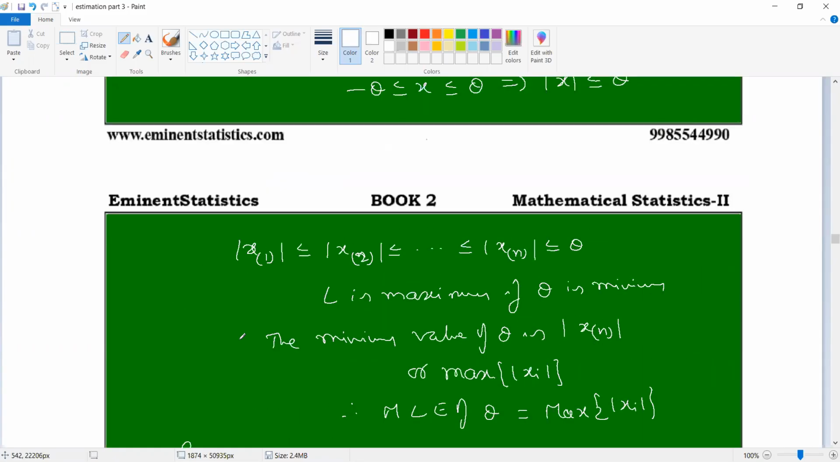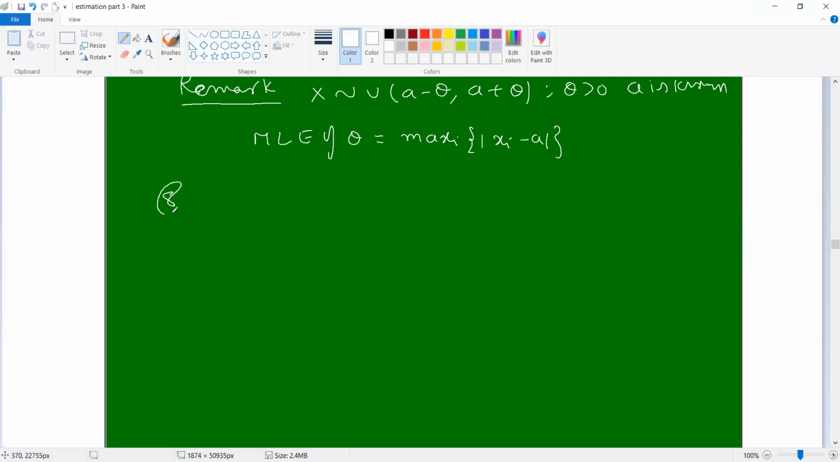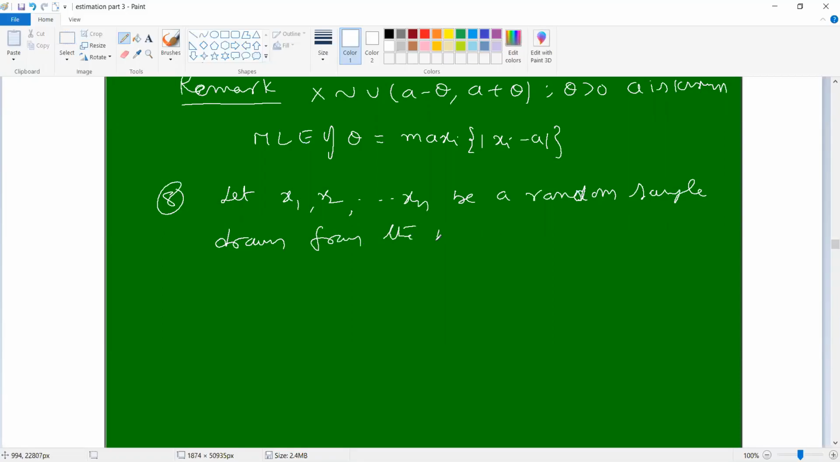One more example, problem 8. Let x1, x2, and so on xn be a random sample drawn from the population with PDF f of x equal to e power minus of x minus theta, x greater than or equal to theta.